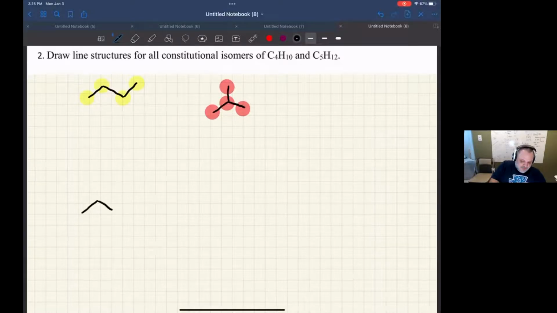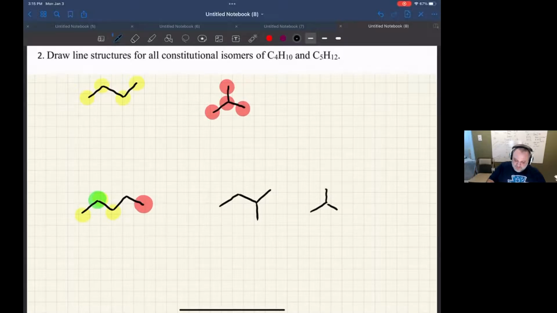Again, the first possibility: 1, 2, 3, 4, 5, everything straight in a line. Now, to think about the different branching that's possible, it's probably beneficial to move 1 carbon at a time. For instance, I can take one of the carbons and branch it off one of these other locations. It's important to remember that if I put the carbon here, this is C5H12, but what about this spot?